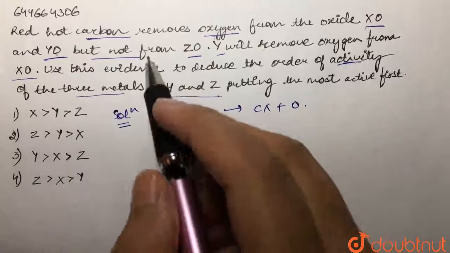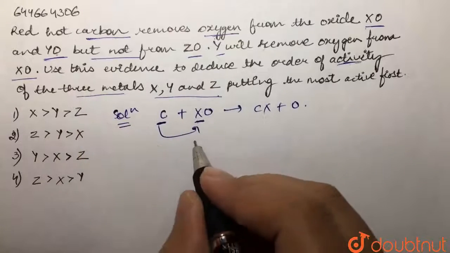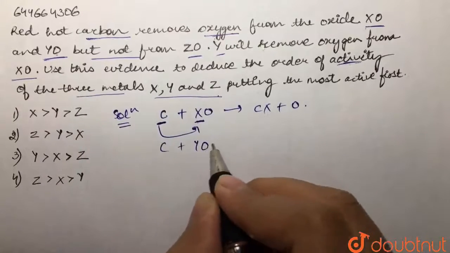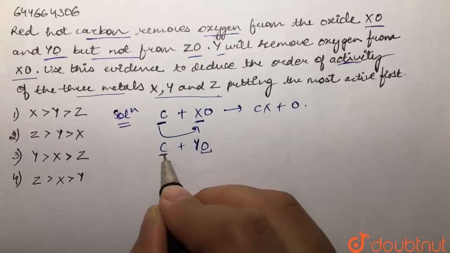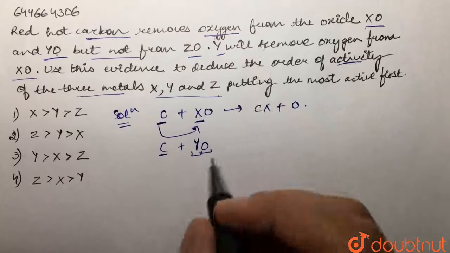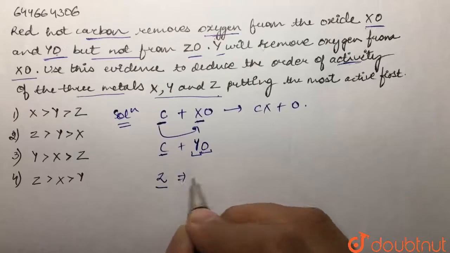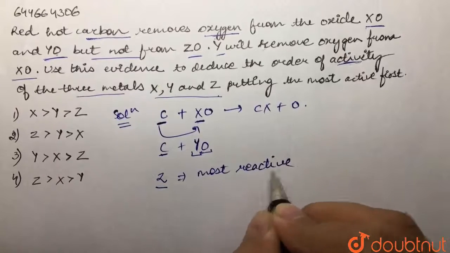They are saying that carbon removes oxygen from the oxide XO and YO. Similarly with YO, if carbon reacts with YO, it can remove this oxygen. So we can say that carbon is more reactive than Y as well. But not from ZO. That means Z is the most reactive one.